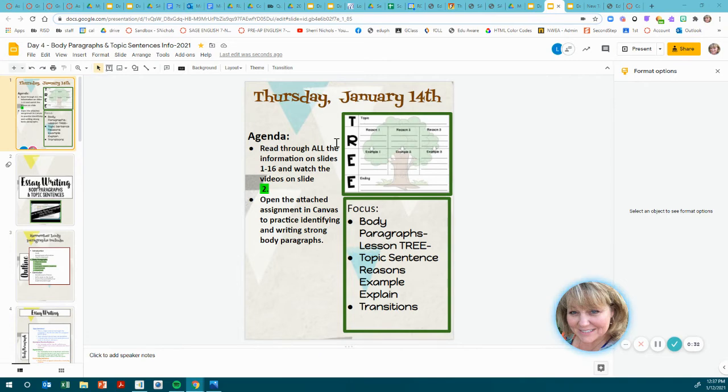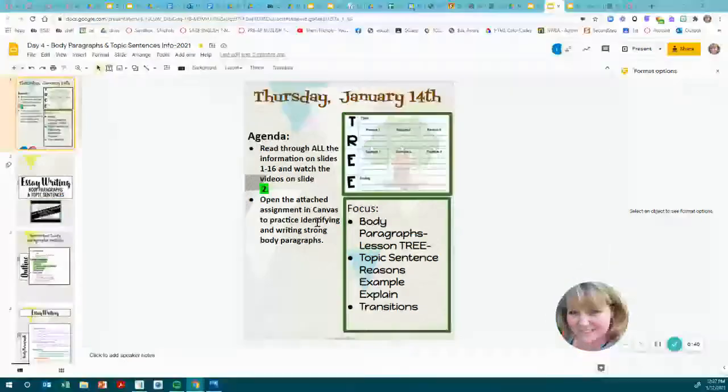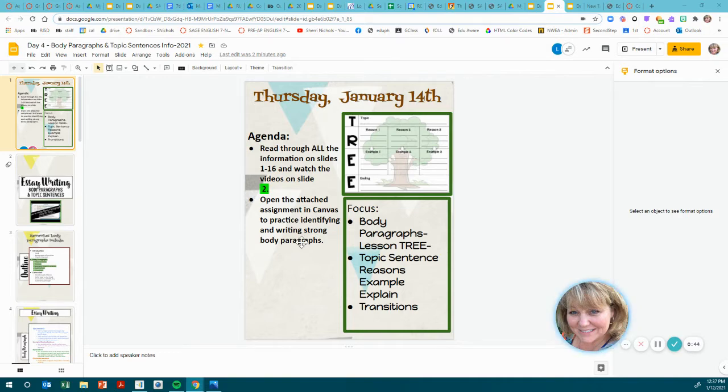You will read through all of the information on slides 1 through 16 and watch the videos on slide 2. Open the attached assignment in Canvas to practice identifying and writing strong body paragraphs. So this is the information, and then there's another assignment that has the attached assignment on it.